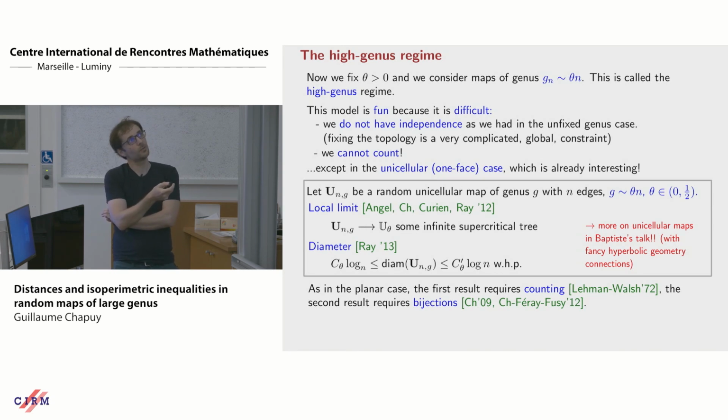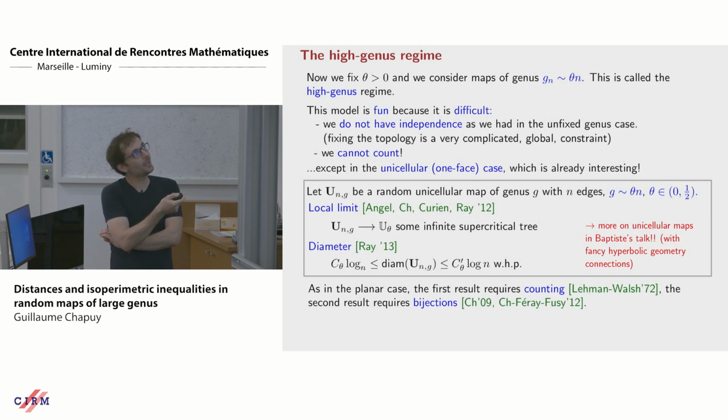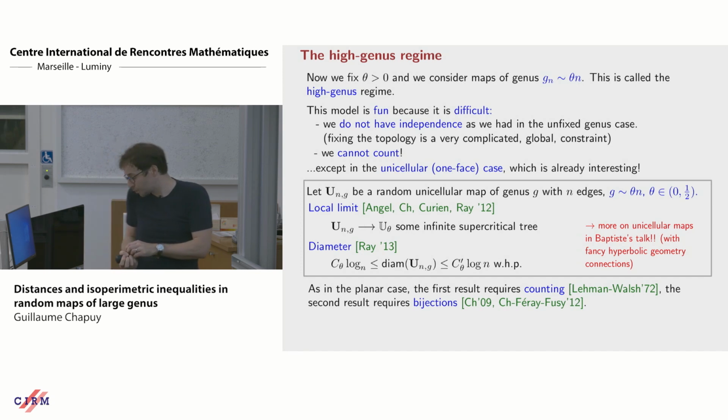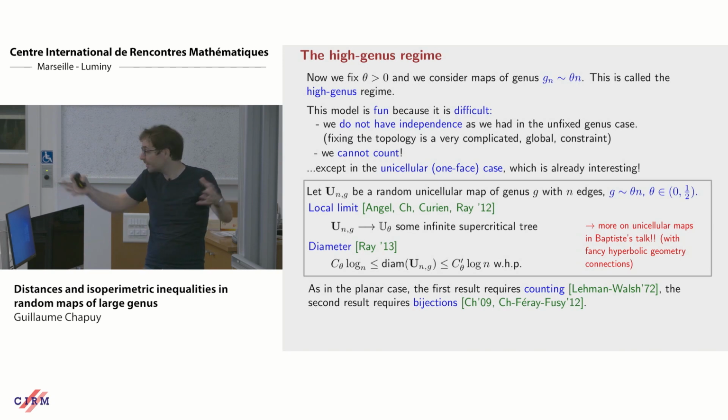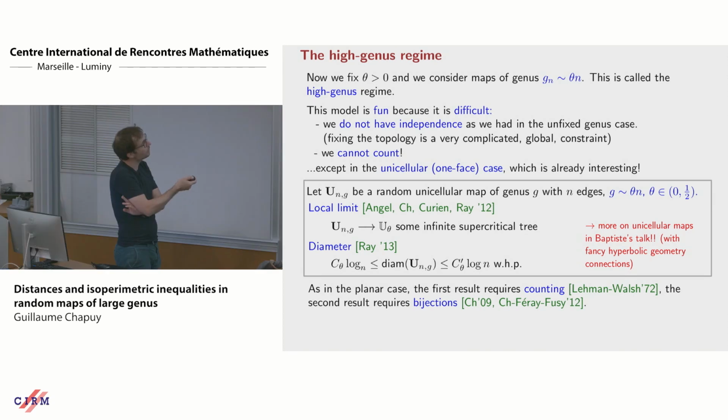And something like 10 years ago, a group of mathematicians, young at the time, 3 of them are in this room, and Gurabrai showed the local limit. So in this case, you have a local limit, and it's a tree, but it is a supercritical tree, so a tree in which the balls grow exponentially fast. So you recover already some sort of hyperbolic nature. And then Gurabrai, in his PhD thesis, showed that the diameter of these objects, with high probability, meaning with probability tending to 1 when n goes to infinity, is of order log n. It's between 2 constants times log n.